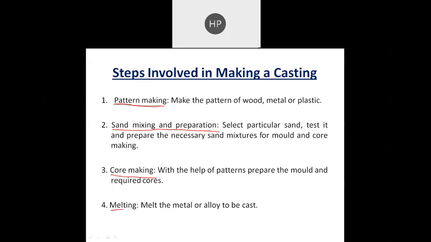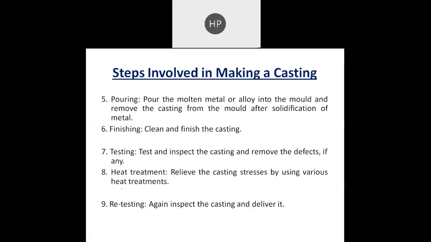Then the next one is melting. Melting is to melt the metal or alloy from which we are going to produce the part. Okay, so either it may be a metal or alloy, we have to melt it, because the melted metal will be poured inside the hollow cavity. Okay, so the first step is melting, then pouring. After melting we have to pour that molten metal inside the hollow cavity. Okay, and after solidification we have a product.